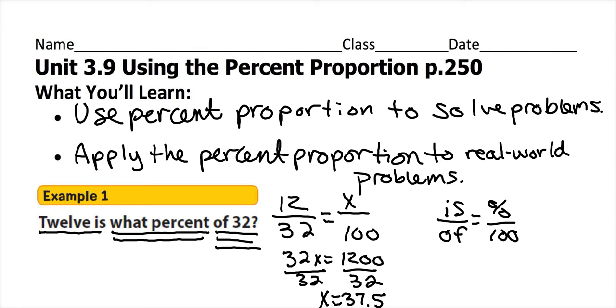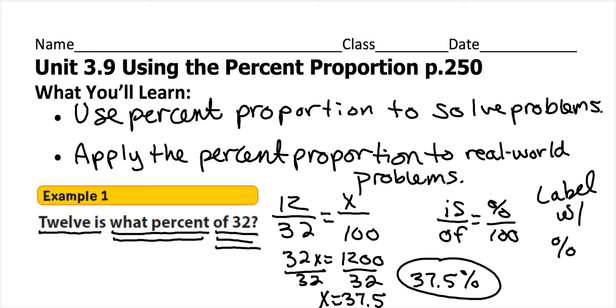All right, and in this case, because we found a percent, we do need to actually label. So this is 37.5%. This is the only time you have to label, okay? So let's make a little note here. Label with percent.